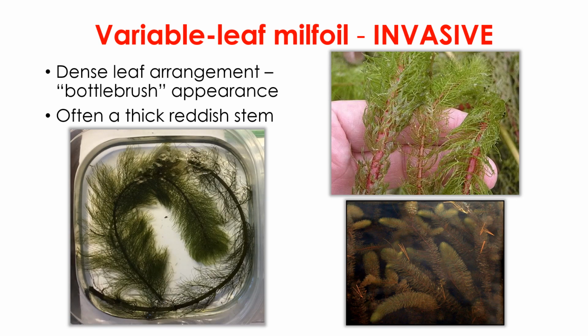And variable leaf milfoil, rather than the whorls being spaced out on the stem like Eurasian, has a dense leaf arrangement. The submerged picture on the bottom right here shows why it's referred to as having a bottle brush arrangement. Now remember that most aquatic plants collapse into themselves when you pull them out of the water, so the best way to get a look at their leaf structure is to float them in water. Your steward gear will include Tupperware containers for this purpose. And also for variable leaf, keep in mind that the thick red or brown stem is another important feature.